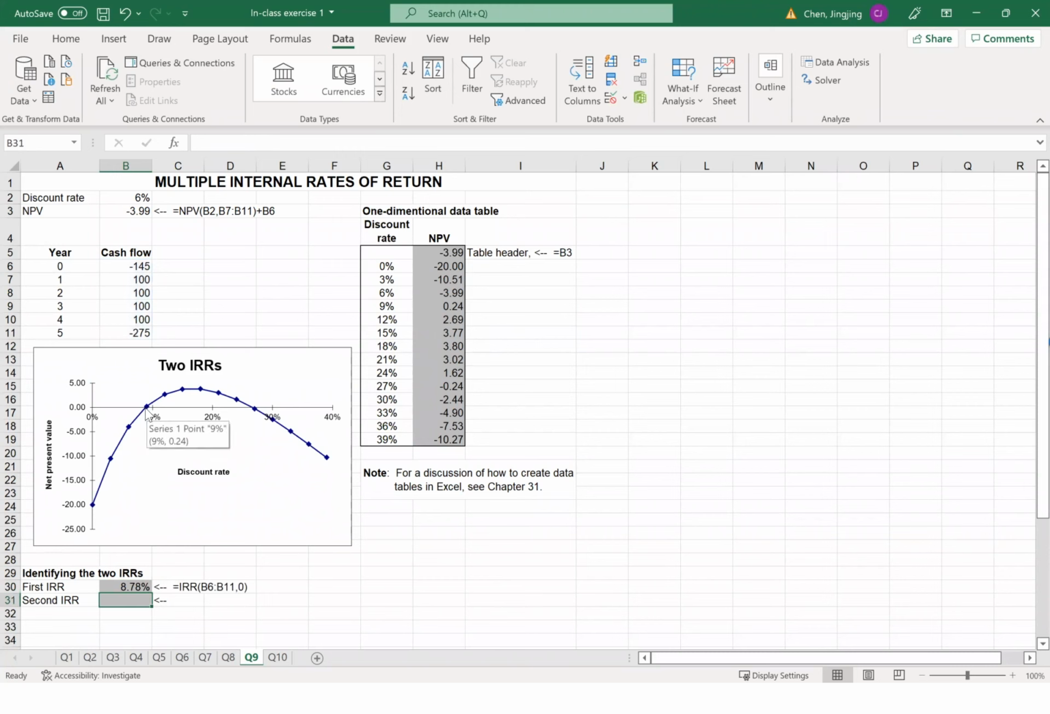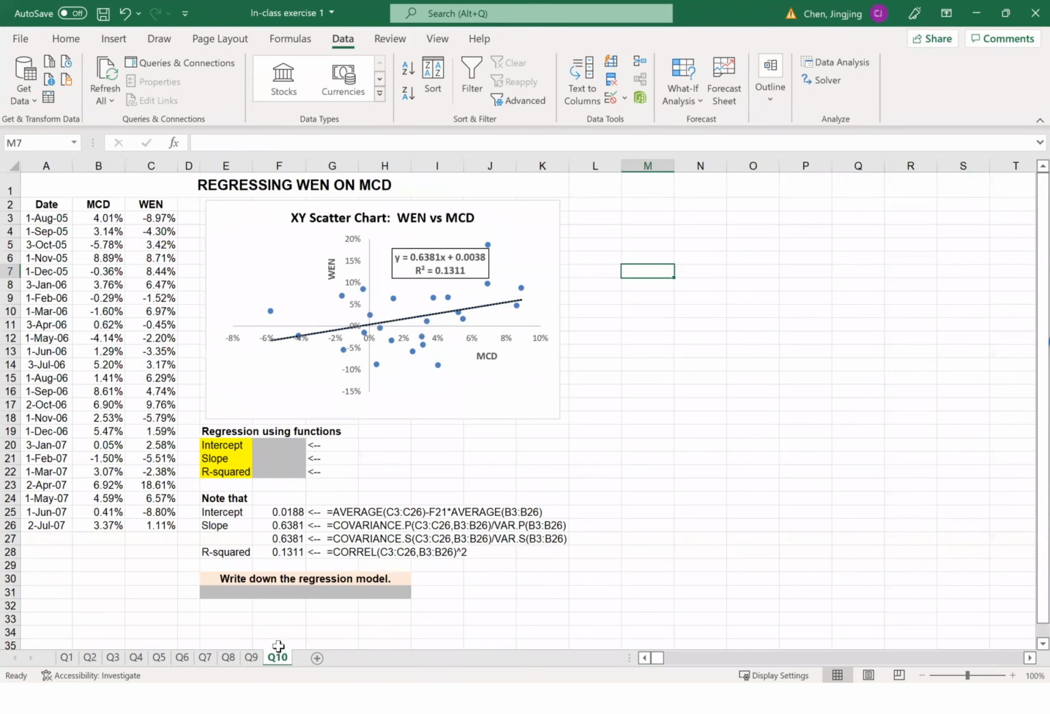That is likely here. And the second IRR, I'll let Excel know somewhere close to this point. So the guess maybe is 0.3. Okay, so then the second IRR here is somewhere here, 26.65%. So finally, for question 10, we're trying to solve for the estimate of this regression line.